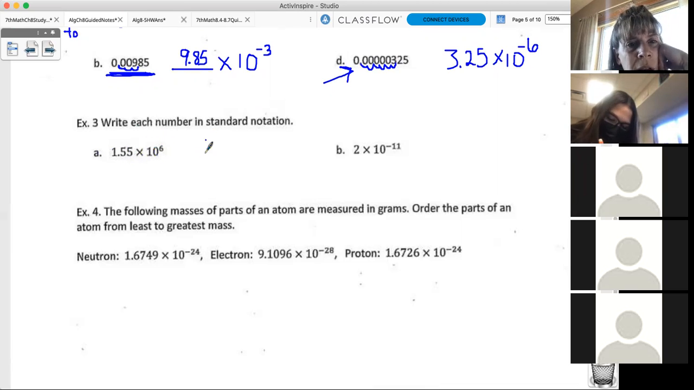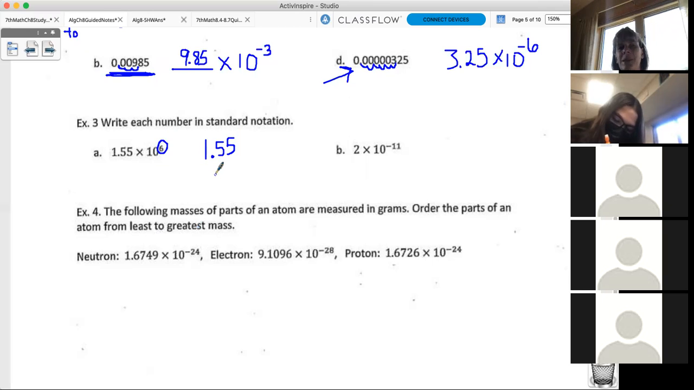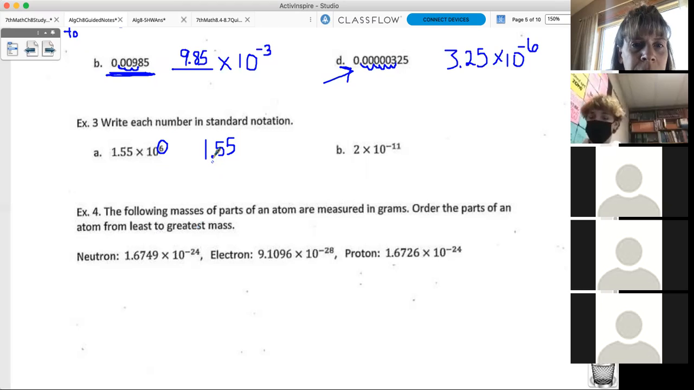So this means I'm going to write out my 1.55. And I have to move my decimal. See that? That's a positive number. Which direction am I going to move my decimal in order to give me a positive attitude about my money? To the right. So I'm going to move it 6 places to the right. 1, 2, 3, 4, 5, 6.